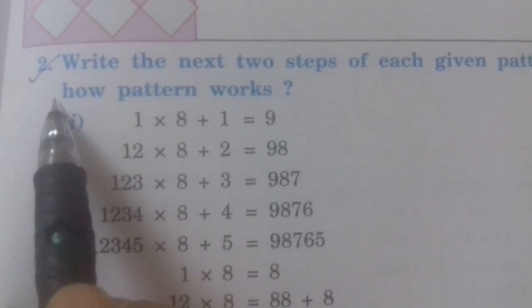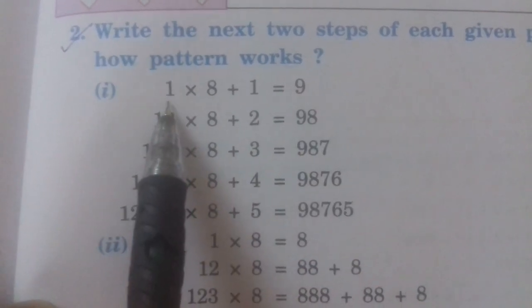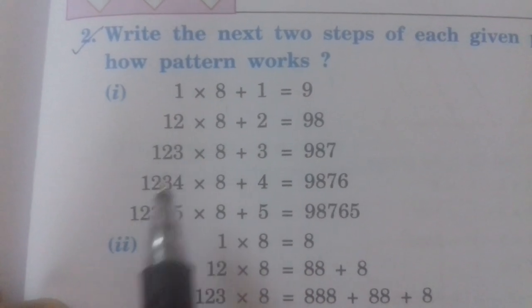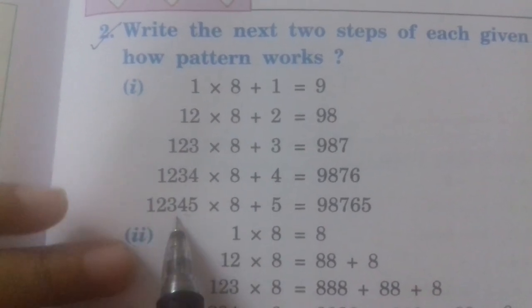16.3 exercise, only the second question is there. Observe the pattern, students. 1 into 8 plus 1. You can see 8 is common. Okay. This side 1, then 1, 2, then 1, 2, 3, then 1, 2, 3, 4, 1, 2, 3, 4, 5. What will be the next step, students?